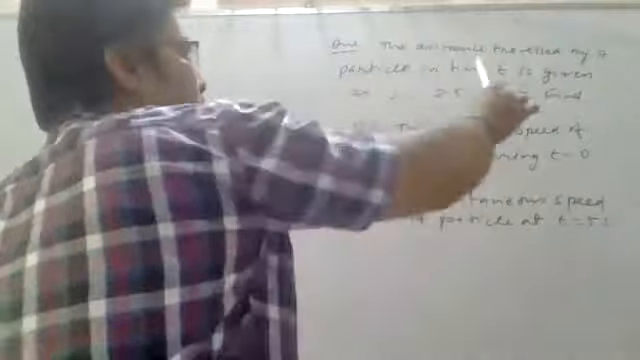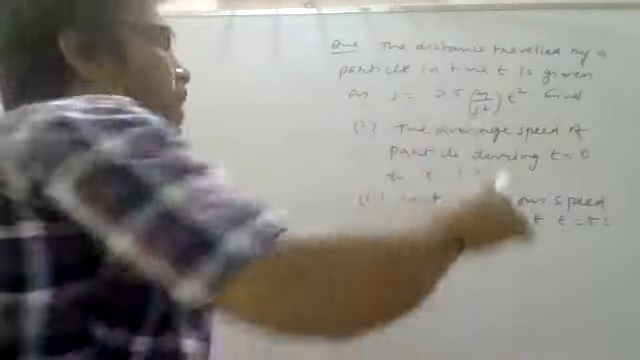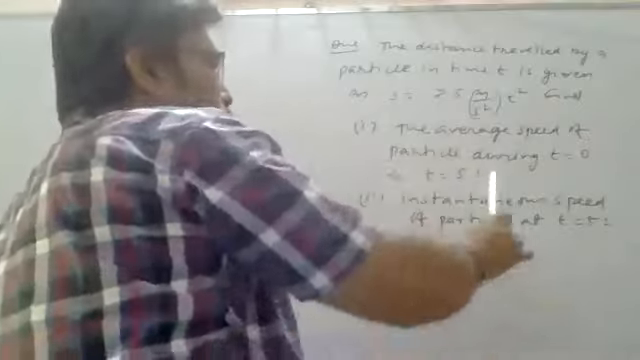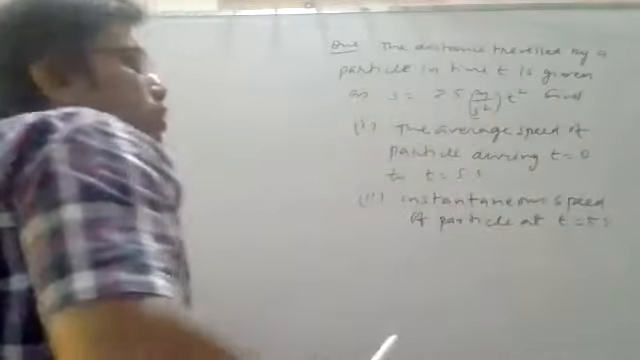What is the question here? The distance traveled by a particle in time t is given as s is equal to 2.5 t square, where 2.5 has the unit meter per second square. Find the average speed of the particle during t is equal to 0 to t is equal to 5 seconds, and the instantaneous speed of the particle at t is equal to 5 seconds.